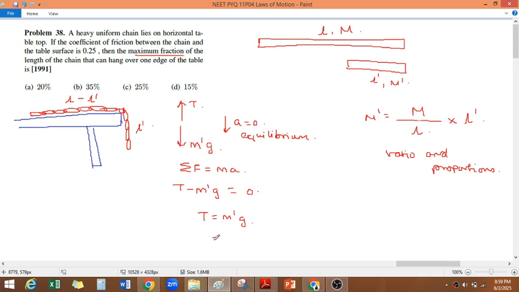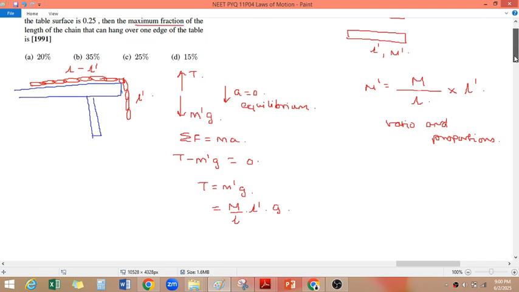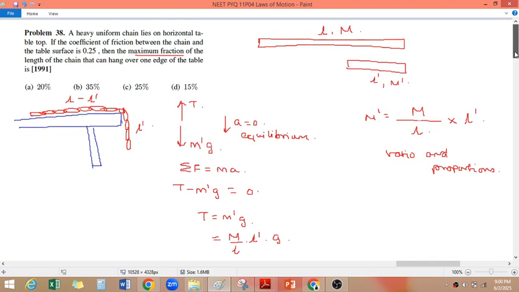So that means m by L into L dash into g. Some people will write it as L dash by L into mg, nothing wrong. I find this very logical, so I like to write it like this. Anybody having any trouble? This is for the full chain, this is for the hanging part of the chain.